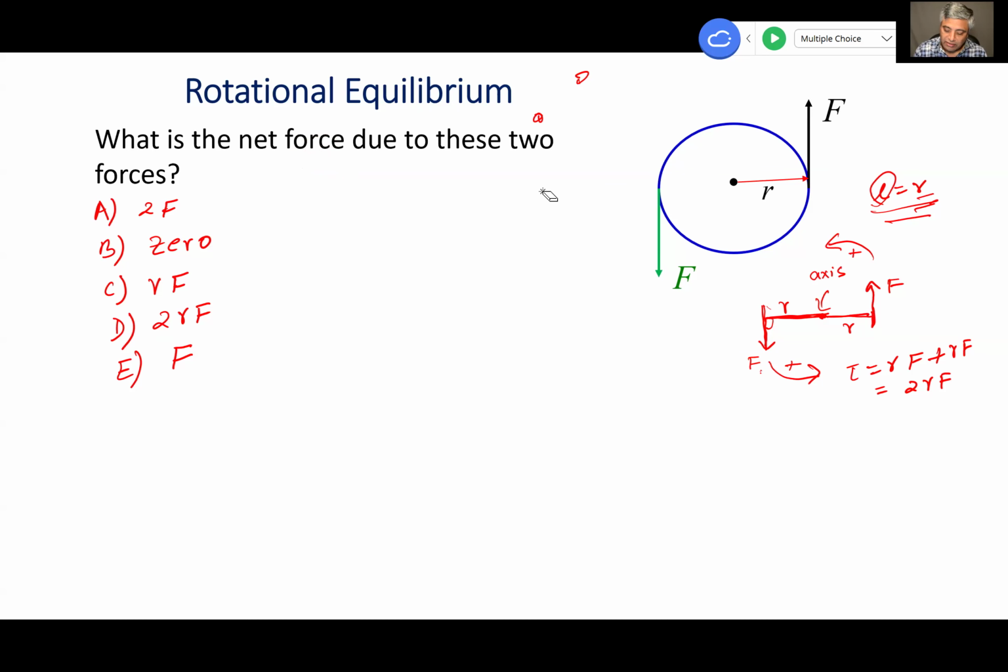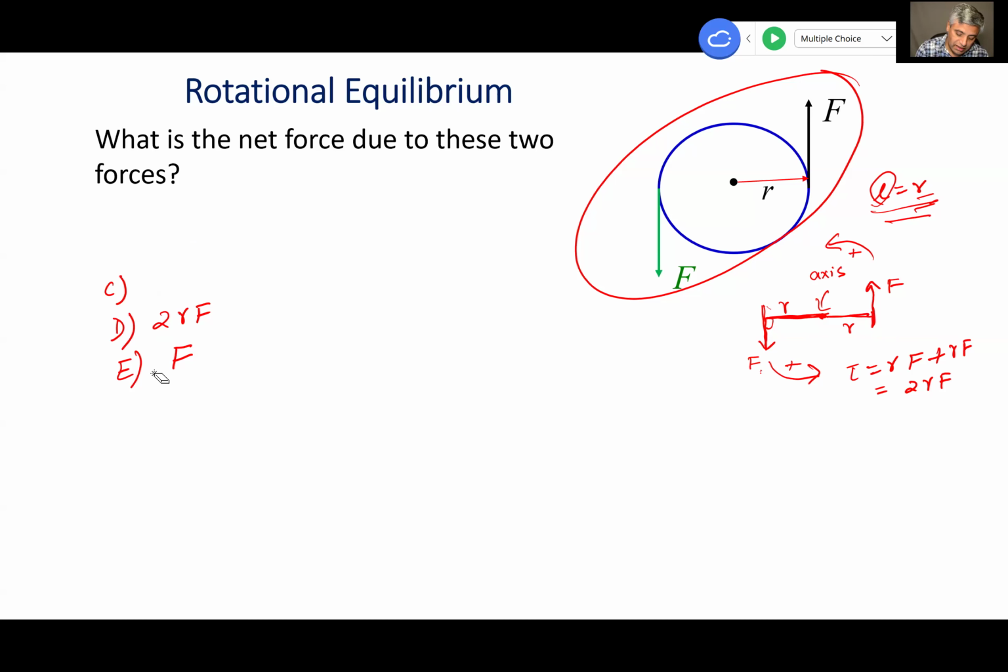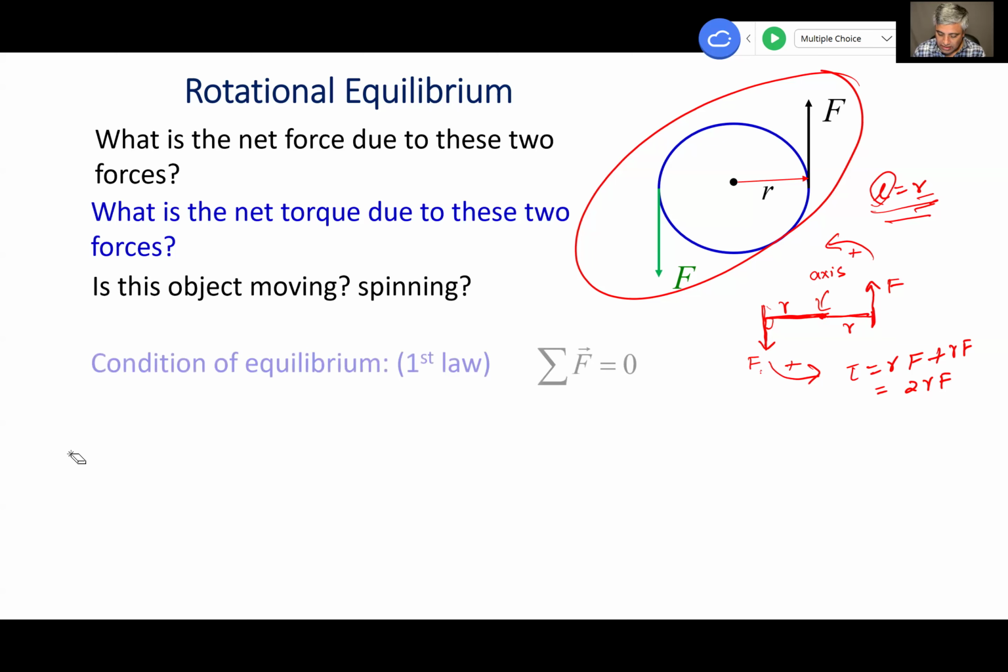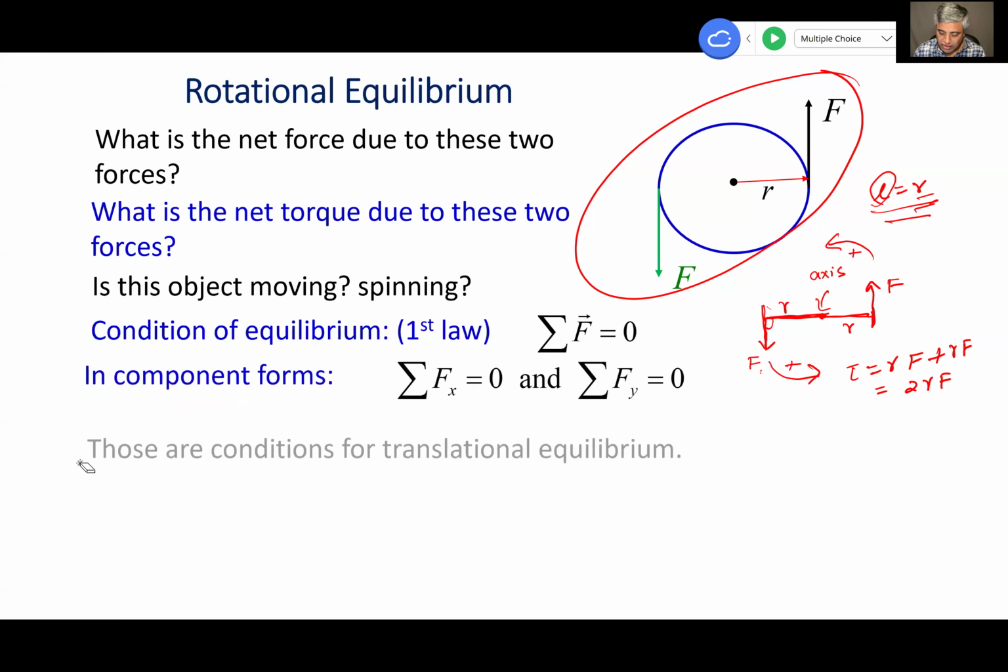So how do we know something is in translational equilibrium? Check if net force is 0, okay? How do we know if something is in rotational equilibrium? Check if net torque is 0, okay? So that's the main thing you want to take away from this slide. And I have written all those things since I already described this. I'm not going to do that.